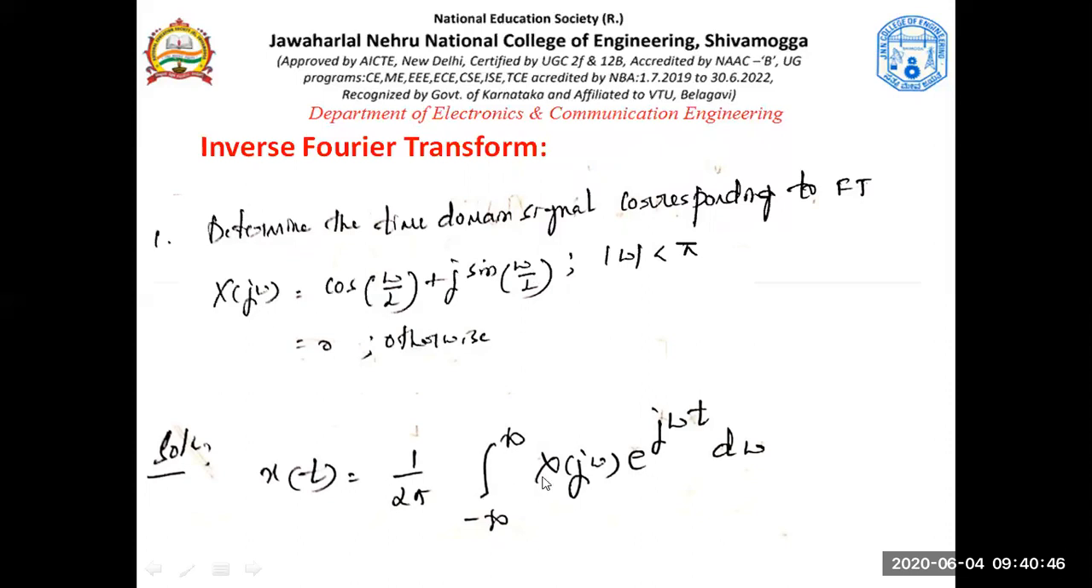Bring in this x of j omega here, and you need to be careful about this. The magnitude of omega is less than pi, which means omega is less than pi and greater than minus pi. So this x of j omega exists from minus pi to plus pi. That tells us where to integrate: where this signal exists. It exists from minus pi to plus pi, so the limits are minus pi to plus pi.